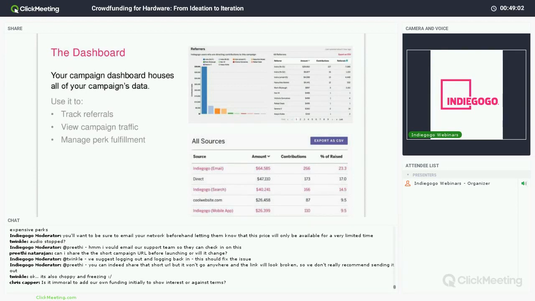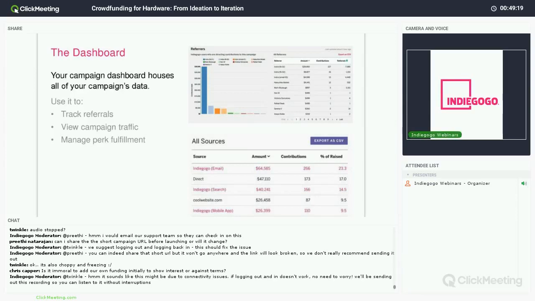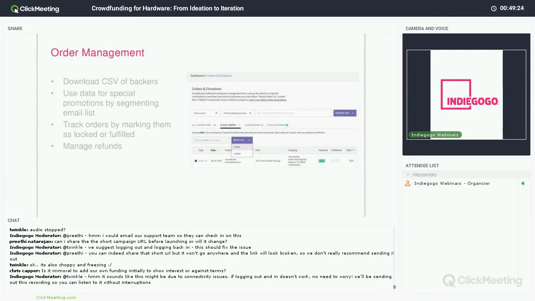I just want to talk a little bit about some of the Indiegogo tools that we have. When you launch your campaign, you'll have access to a dashboard. That'll give you access to track referrals, view your campaign traffic, and manage perk fulfillment. As you can see, this is referral data, and it also shows you the sources that your traffic is coming from.